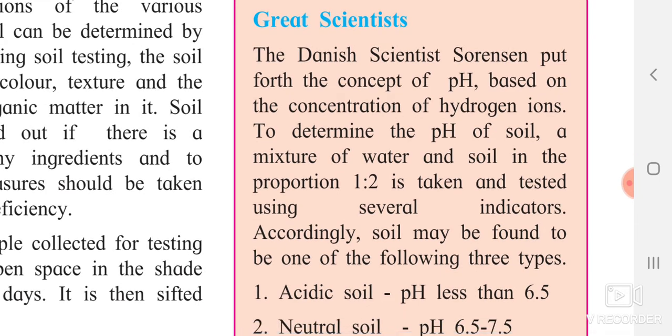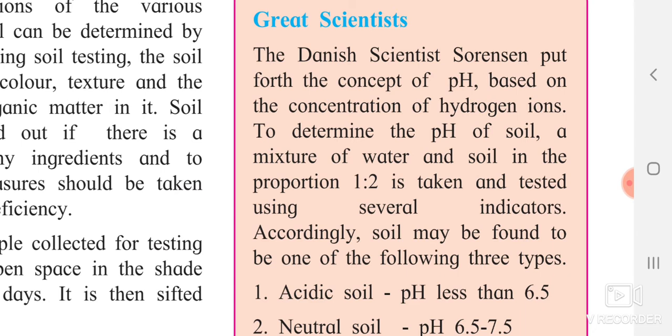Based on the concentration of hydrogen ions, to determine the pH of the soil, a mixture of water and soil is tested in the proportion of 1:2. 1:2 means water will be 1, and the soil will be 2 amounts. For example, if you have taken water in one particular quantity, double of that the soil should be there. It should be in the proportion of 1:2, and they are using several indicators.